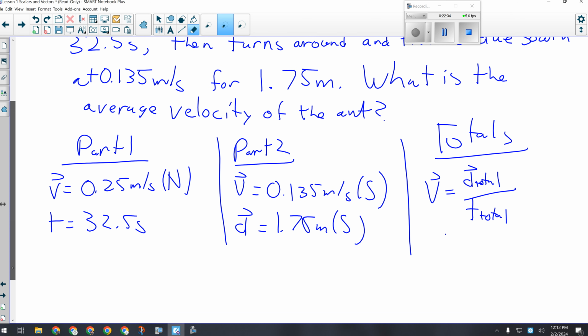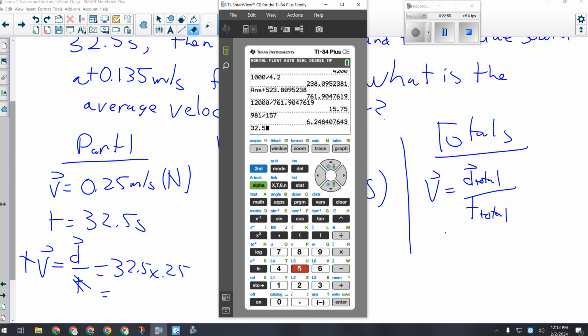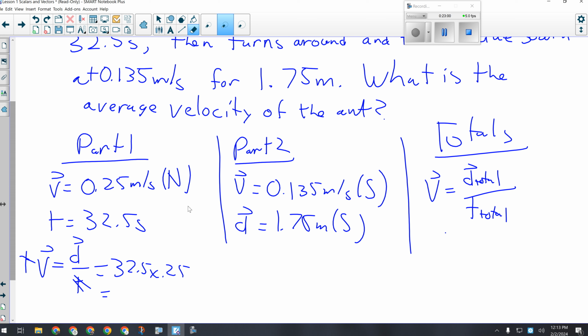Okay, so I've got to calculate displacement here in part one, which just involves me manipulating v equals d over t for d. So I'm going to multiply both sides by t, okay, and I'm going to have t times v. So 32.5 seconds times 0.25 meters per second gives me 8.125 meters north. Okay, now I can get the total displacement.